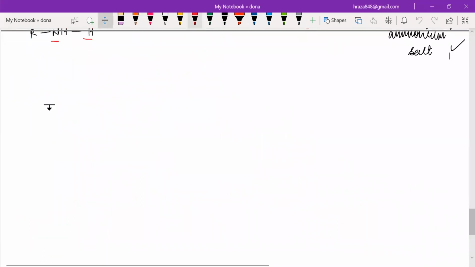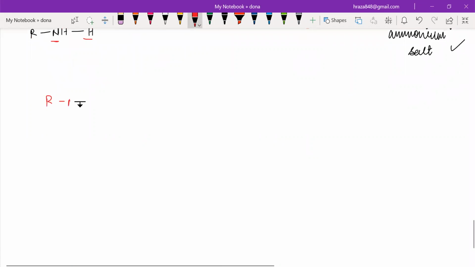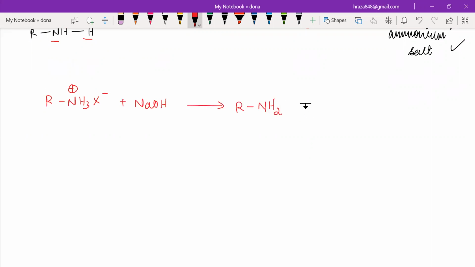In the first place, when you prepared RNH3 positive and X minus, if you react this with a strong base, you will get a primary amine. And with this method, only primary amine is the effective or major product, because with each step, the product decreases. So this will be the major product. Is that clear?